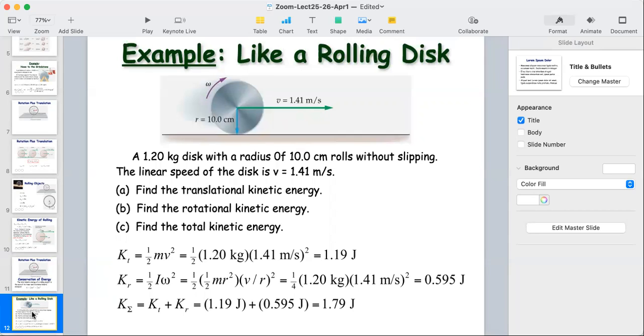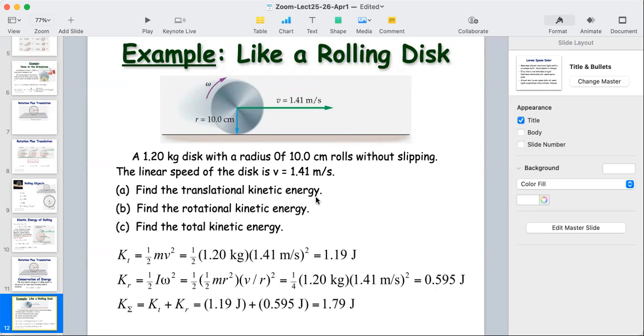So let's see an example. We have a rolling disc. Again, I see the word rolling and I immediately understand that it's translation and rotation. Then it says a 1.2 kilogram disc. When I go for the moment of inertia, I need to look for the one of a disc, with a radius of 10 centimeters that rolls without slipping. The linear speed of the disc is given. Find the translational kinetic energy.